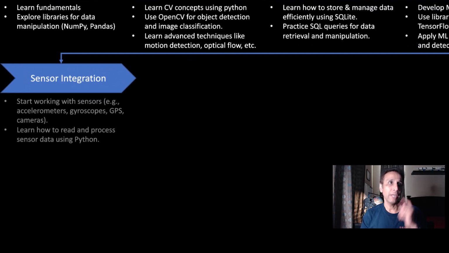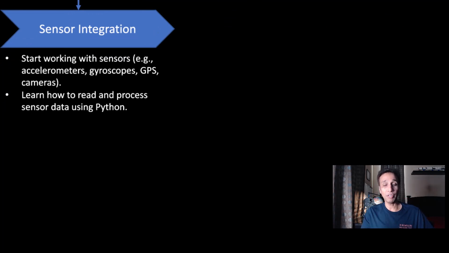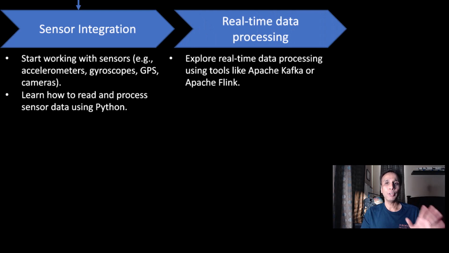Okay, now let's move ahead. Now you have to start thinking about integrating your sensors. How do you integrate your sensors? Start working with accelerometers if you have them in your drone, gyroscopes, GPS and cameras. You have all this data, so how do you handle it, read it and process it using Python? Again, we're still sticking with Python, right? Python can get you a long way. And now you need to focus on real-time data processing. Processing data that has already been collected is one thing, but processing data that's streaming is another thing.